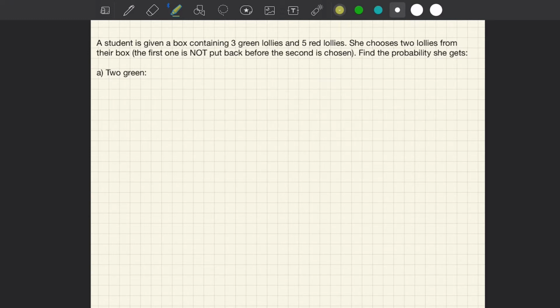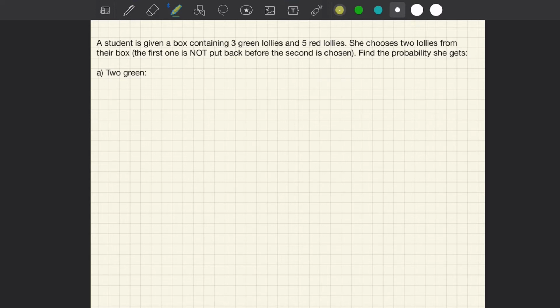A student is given a box containing 3 green lollies and 5 red lollies. She chooses 2 lollies from their box. The first one is not put back before the second is chosen. Find the probability she gets 2 green.